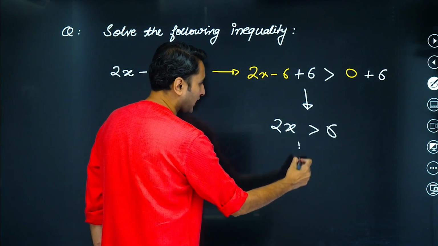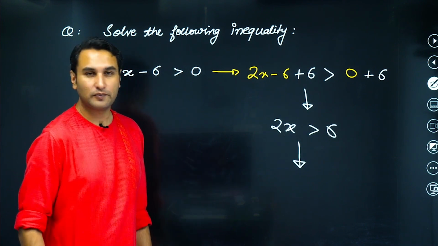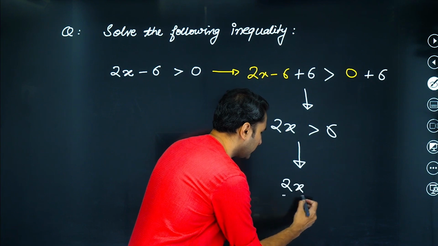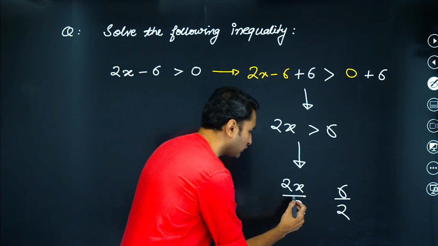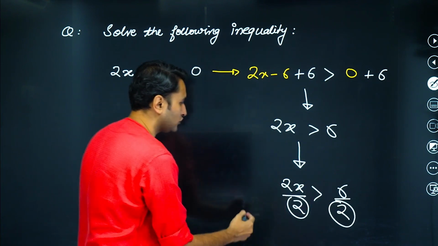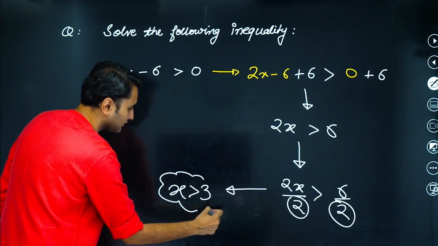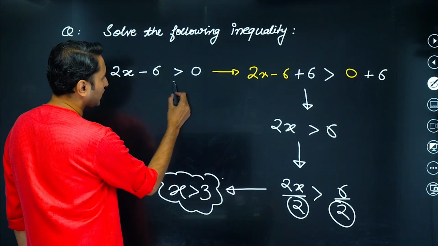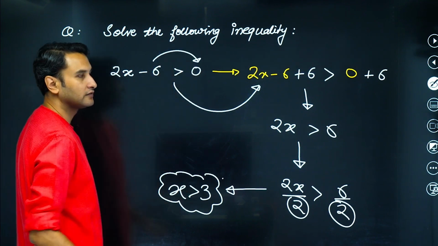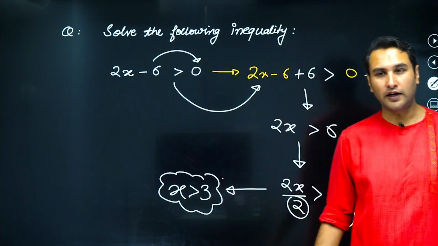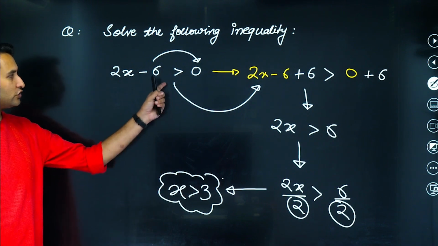Next step, you divide both sides by, what is there with x? 2. So you divide both sides by 2. So what do you get? 2x divided by 2, 6 divided by 2. Should the inequality change? No, because what you are dividing with is positive. Inequality should not change. So what you end up getting is x greater than 3. Got it? From here to here, this is step 2. You could have also visualized by taking 6 on the other side. Same, no problem, right? This is clear, simple. So x greater than 3 is the solution of this inequation.